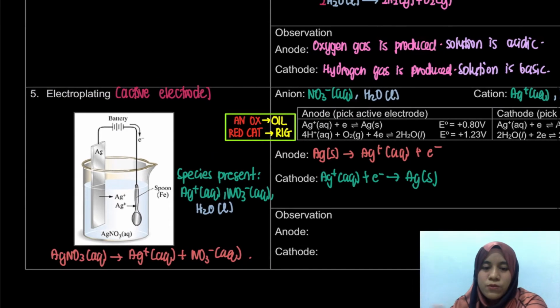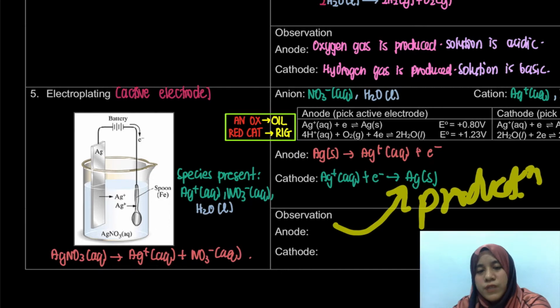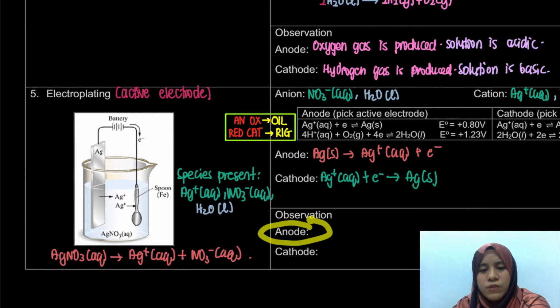For this one, you don't have to write down the overall equation. For the observation, usually we refer to the product itself. But how to write down the product? For the anode, the solid has dissolved into Ag plus aqueous, because later we want to electroplate, we want to plate the ion itself.